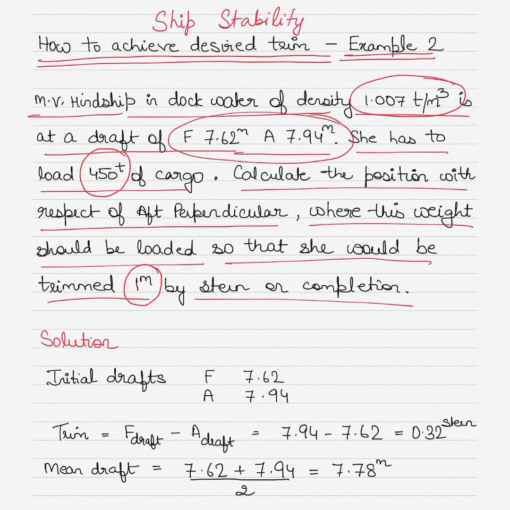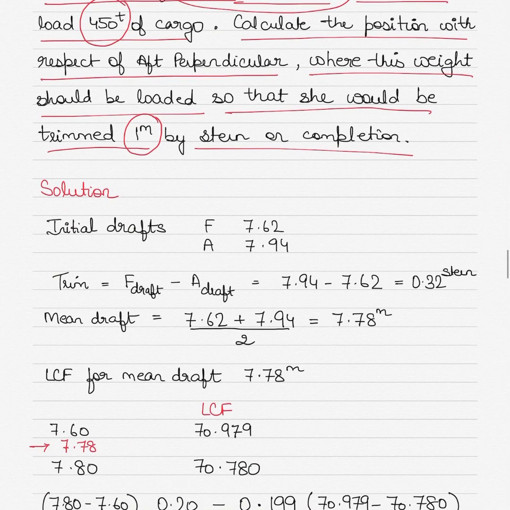Now why this is important is because the hydrostatic tables that we'll be using to obtain essential information like displacement, MCTC, LCB and LCF are all for a density of 1.025, that is the seawater density. Now here the question is based in dock water density of 1.007, so you have to make certain adjustments to your calculation to make sure you're finding out the correct values. Alright, so let's get started.